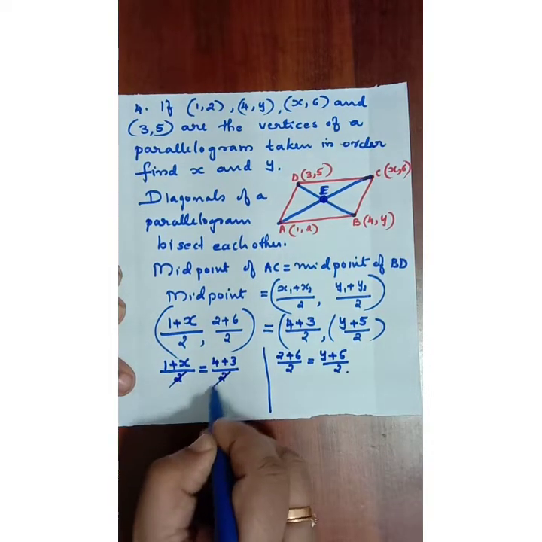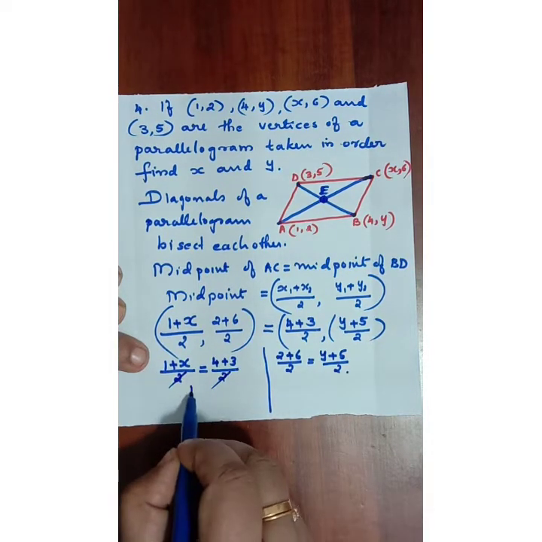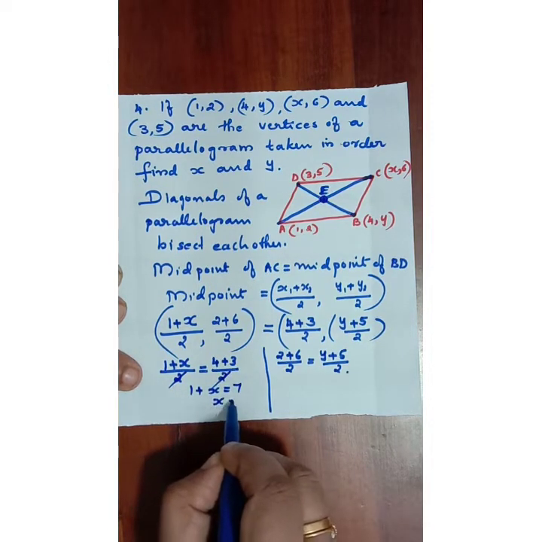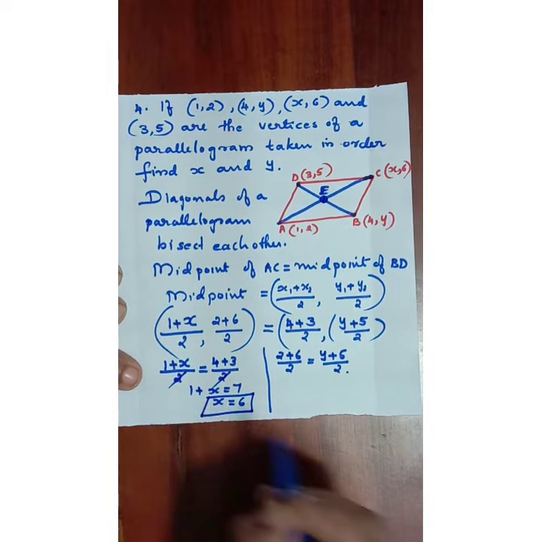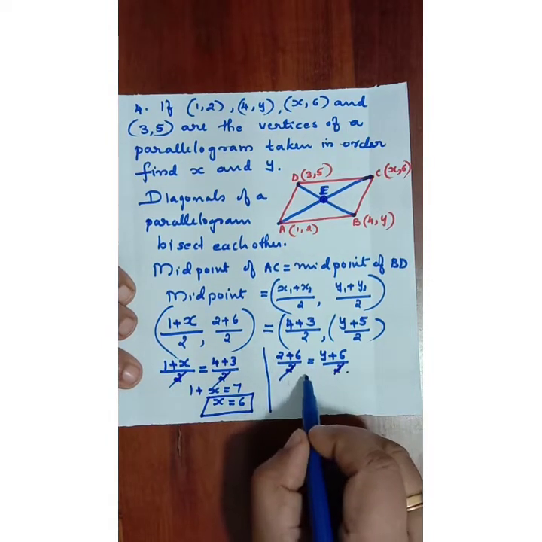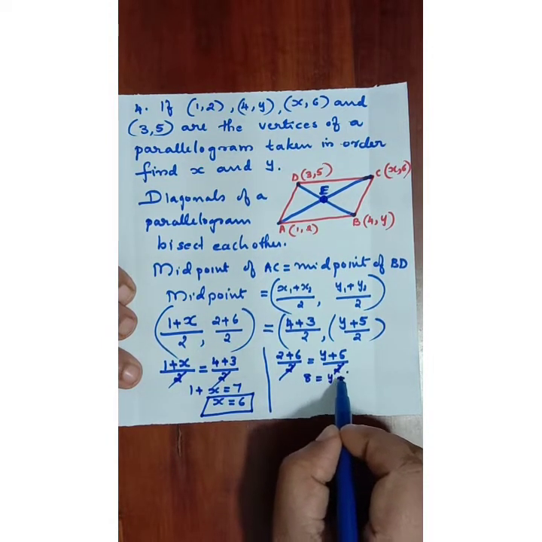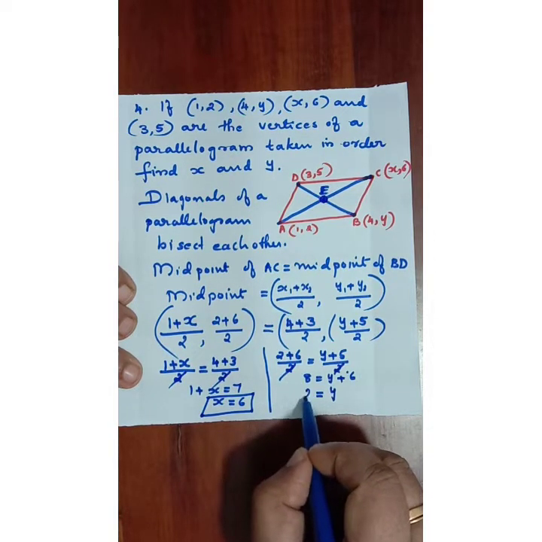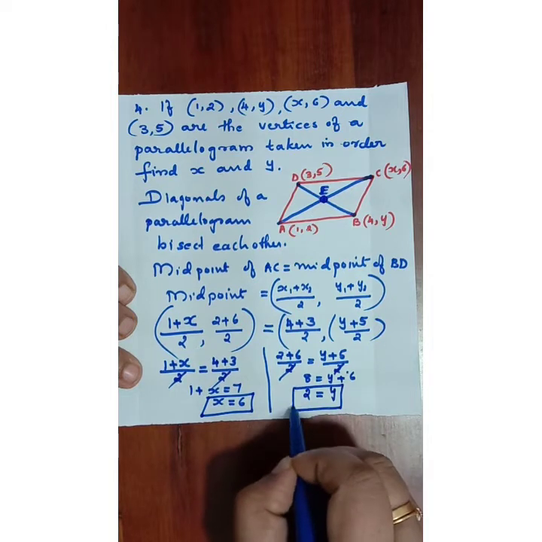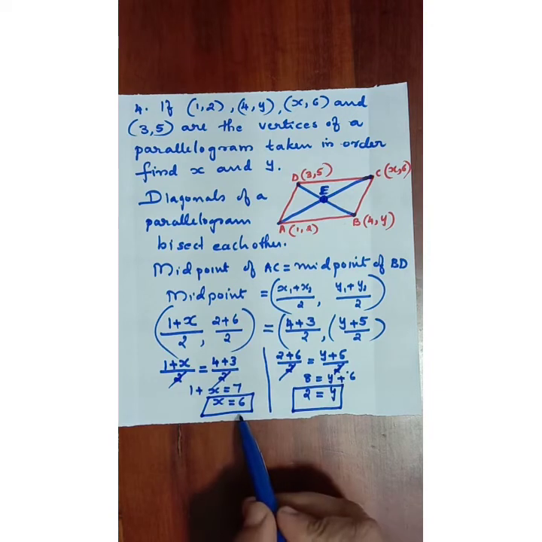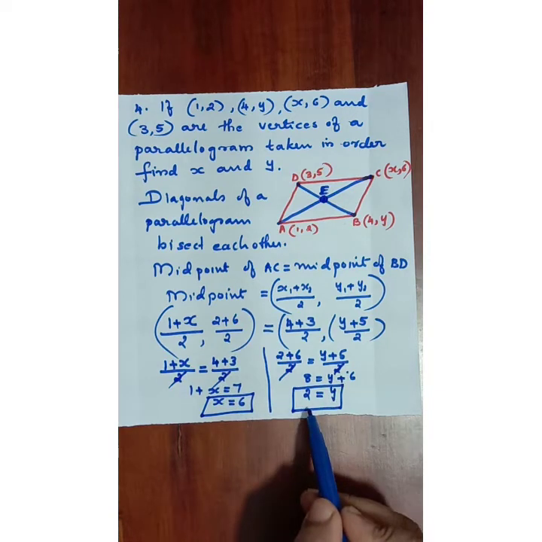So, by 2 can be cancelled on both the sides. It is 1 plus x is equal to 7. Therefore, x is equal to 7 minus 1, that is x is equal to 6. In the same way, 2 and 2 can be cancelled. 2 plus 6 is 8 equal to y plus 6. So y is 8 minus 6, which is 2. So, here we have the answer. Find x and y was the question. x equal to 6, y is equal to 2.